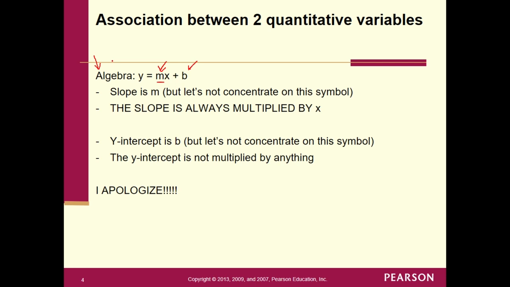So let me show you what the equation is here in statistics. We have y is equal to the y-intercept plus the slope times x. Notice what we did: we switched the y-intercept and the slope times x around. Why in the world did we do that? There's a reason for it. Let me give you an example.